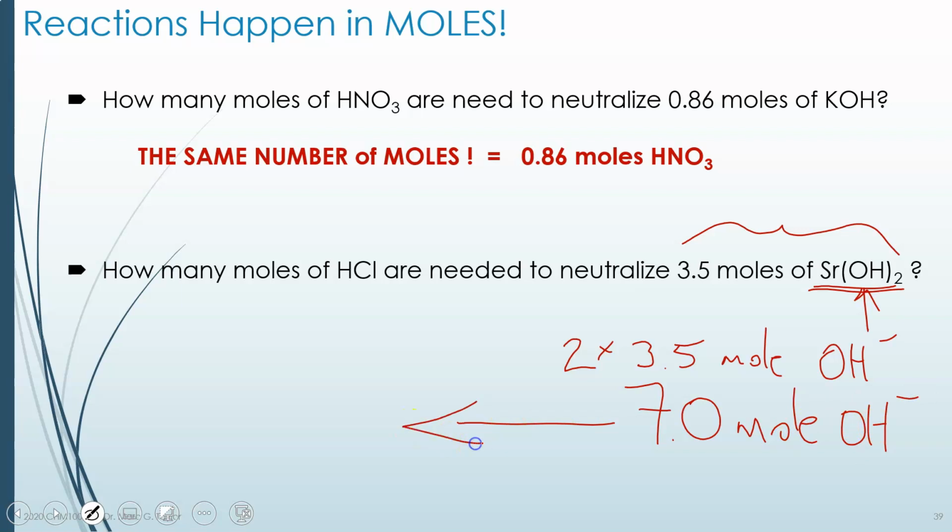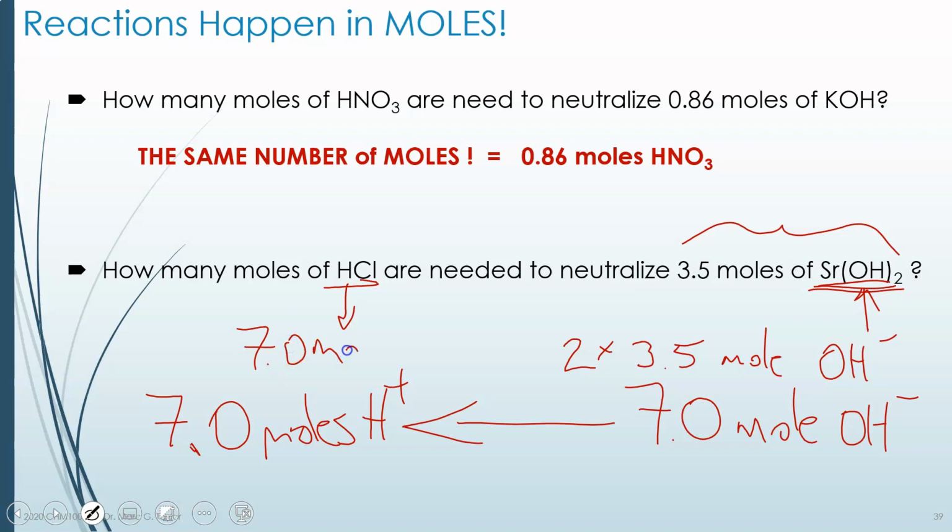That means I absolutely need 7 moles of protons from my acid, and since this is a strong acid and this is a strong base, they'll be quantitative. So that means if I need 7 moles of protons, well then I can get that from exactly 7 moles of HCl, of hydrochloric acid. And that's how you solve that.